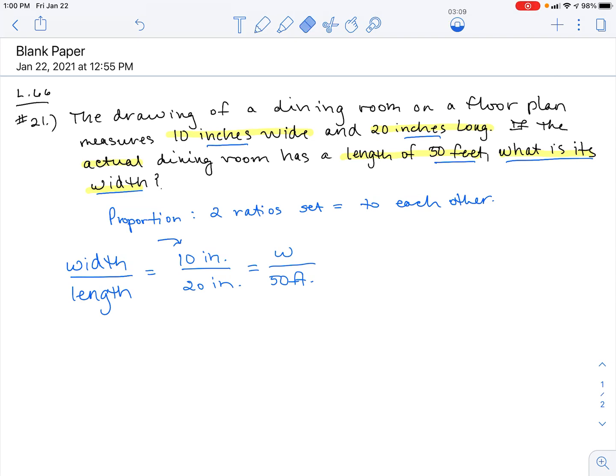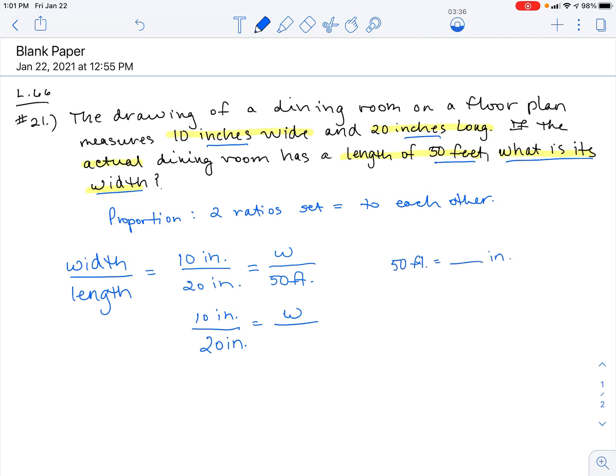Can it be done? Yes, but we're going to convert our feet to inches first, and then at the very end, we're going to put it in feet because feet is going to make a little bit more sense, and you'll see what I mean when we get there. So here we have 10 inches over 20 inches equals the width. These are the actual measurements over 50 feet. So we have to convert 50 feet to inches.